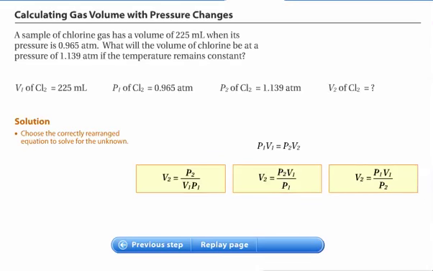The next step is going to be to rearrange the equation so that we can solve for the unknown. Now you'll notice that V2 is our unknown, so each one of these has V2 on the left by itself. So now how are we going to rearrange this? You'll notice that we're going to have to divide both sides by P2 to get V2 by itself. Therefore, we're going to use this one.